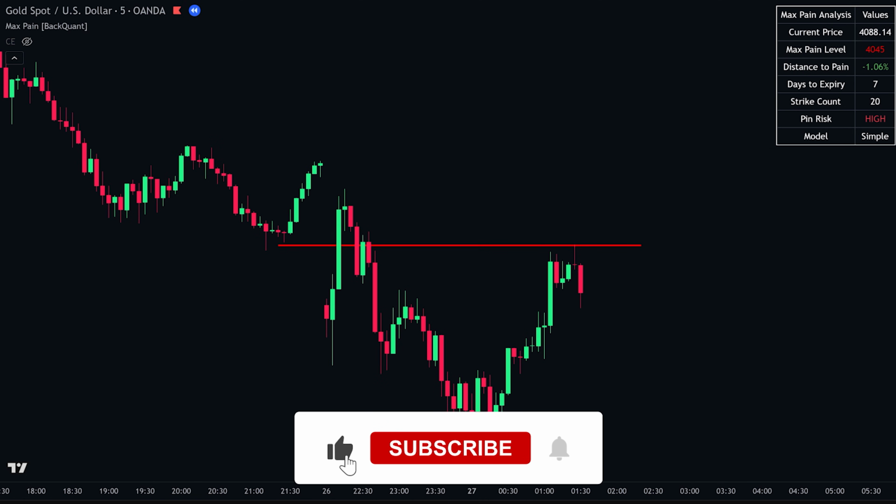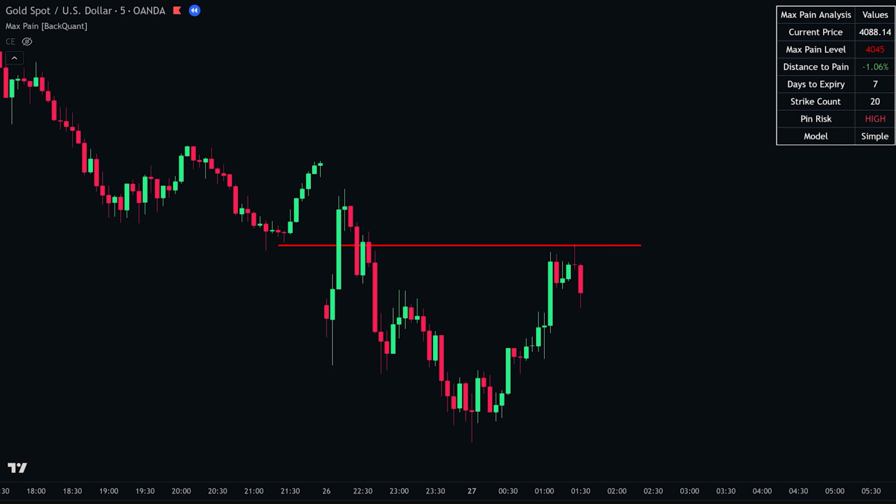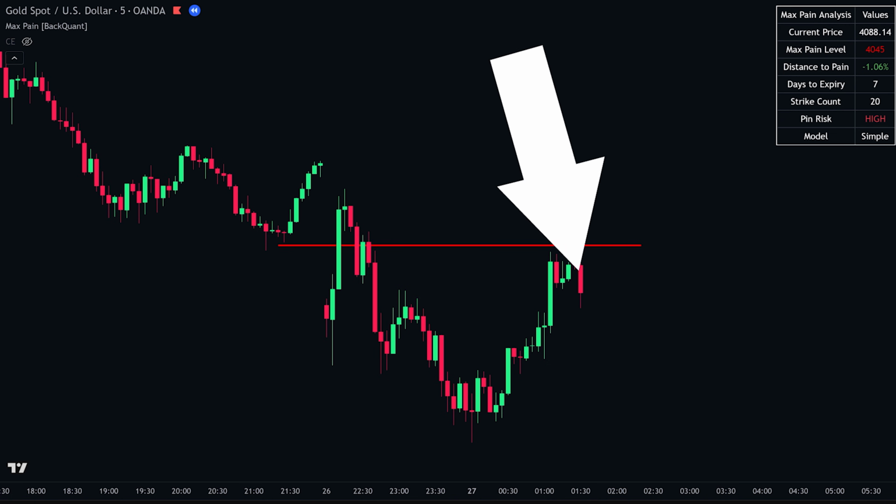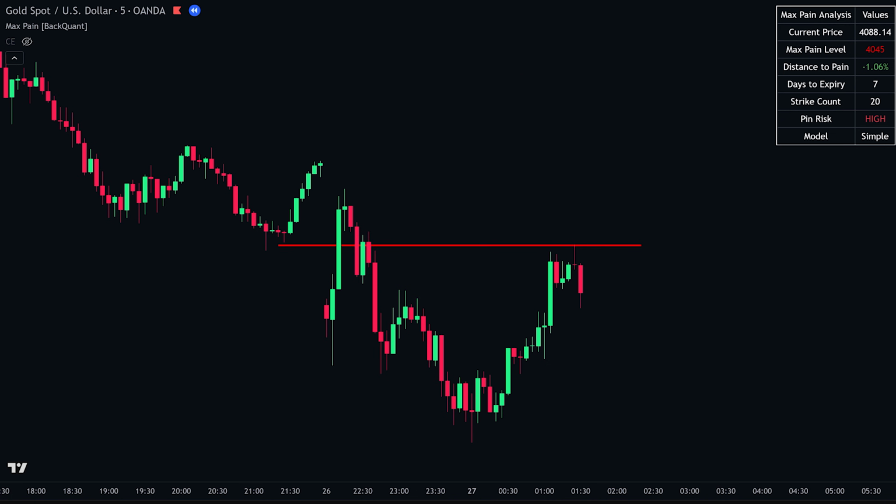For a sell trade, the logic is the same but flipped. You want to see price moving up toward the red max pain line and then rejecting it strongly. This shows that the max pain level is acting as resistance, and sellers are taking control near that zone. Wait for a bearish candle to form and close clearly below the max pain line. This confirms that buyers failed to push through and that price is likely to move lower.